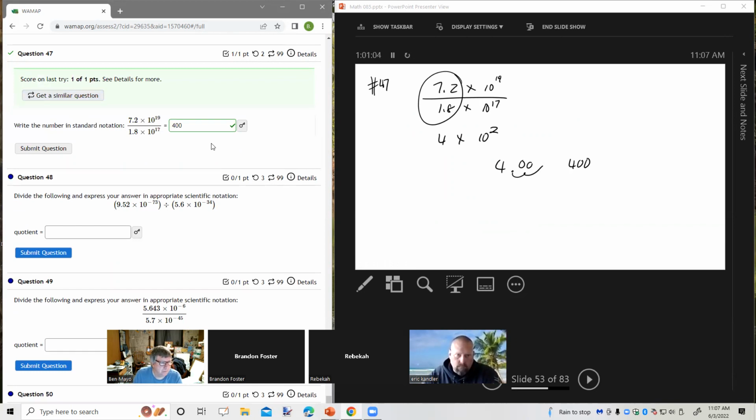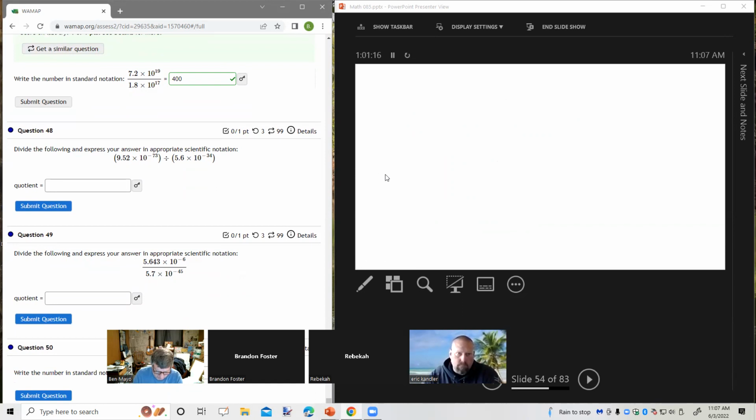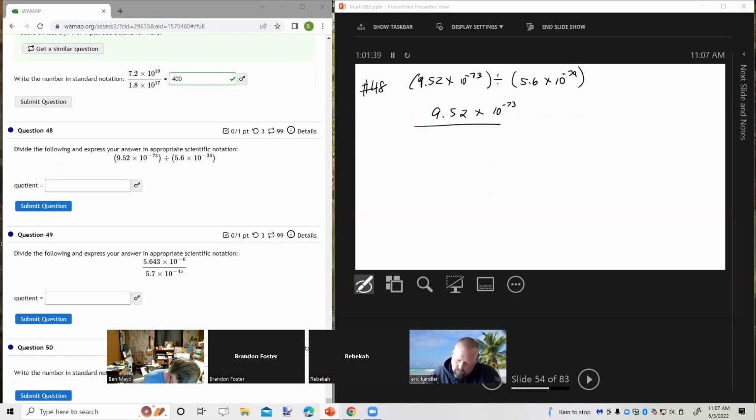Okay. 48 is really the same kind of thing as 47. They just wrote the division out in that form instead. But we could take it, let's see here. Number 48, it says 9.52 times 10 to the negative 73 power divided by 5.6 times 10 to the negative 34 power. We could write that like this. Let's see, 73, 34. Okay.